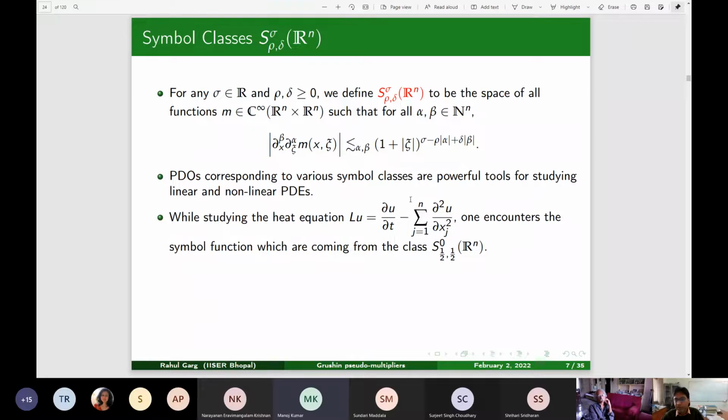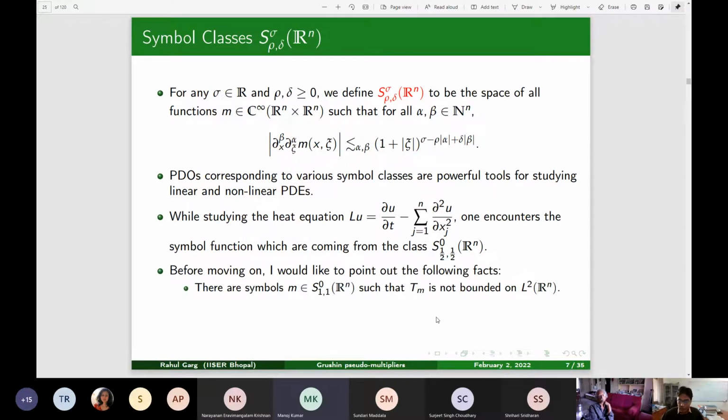Now, one such instance I want to make is while studying the classical heat equation. You can look out what the symbol is. It's a very explicit partial differential operator. You can look for what the symbol of this operator would be, in the sense you go to the Fourier transform and look for the symbol. One actually encounters that the symbol function that is naturally associated to this is S0 half-half. So this rho and delta which are appearing here, they are actually half-half.